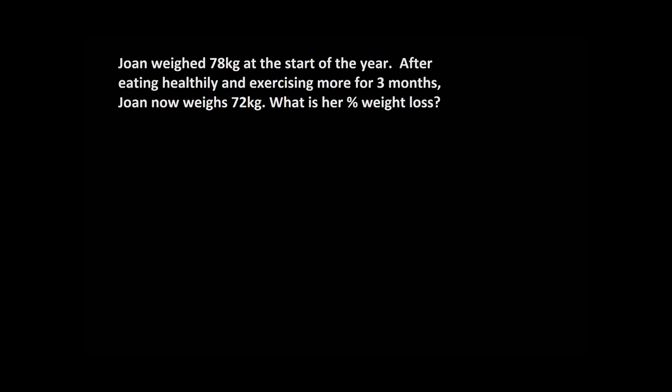So Joan weighed 78 kilograms at the start of the year. After eating healthily and exercising more for 3 months, Joan now weighs 72 kilograms. What is her percentage weight loss? So the first thing we're going to do is work out her actual decrease in weight. So we've got 78 minus 72, that gives us a 6 kilogram weight loss. In terms of our fraction, the 6 is going to go on the top. Remember, it's the original that goes on the bottom, so her original weight was 78, so that goes on the bottom.